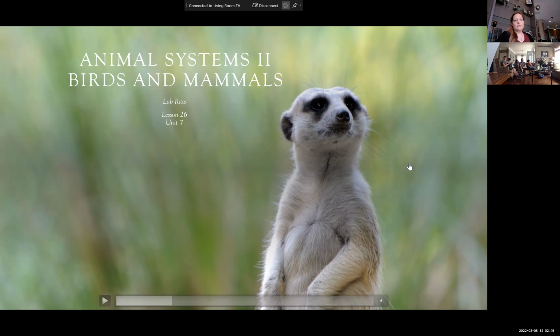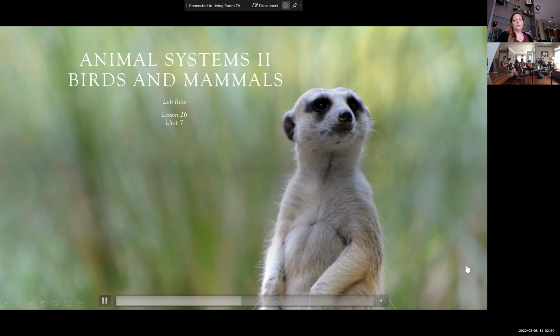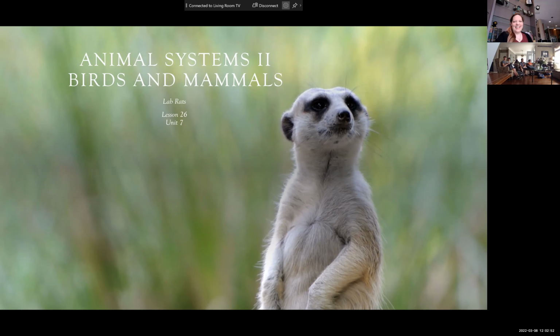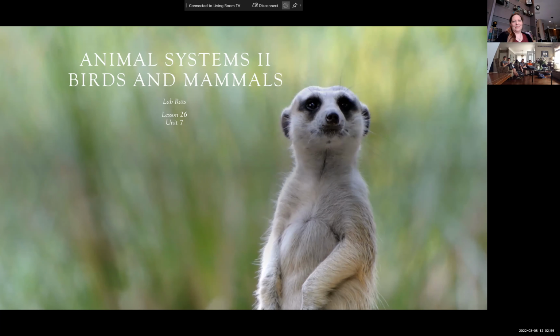I love this guy. What is this guy? Yeah, he's a meerkat. He's so cute. Look at his little chest breathing. I just think he's cute. Sitting there so still until his little head moves.